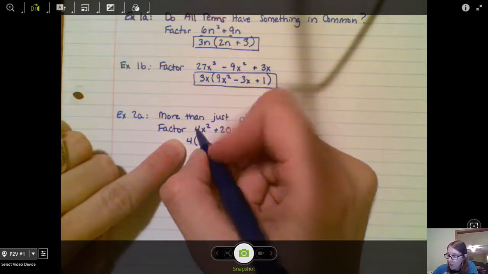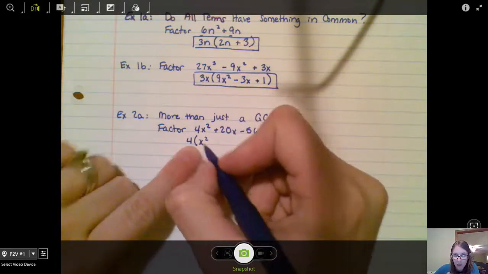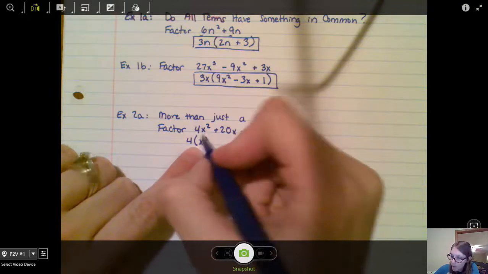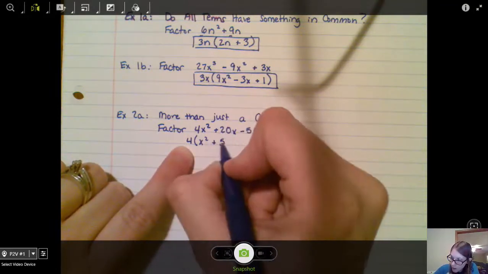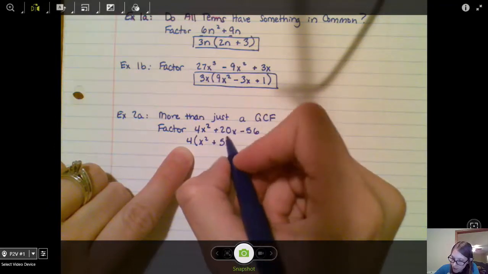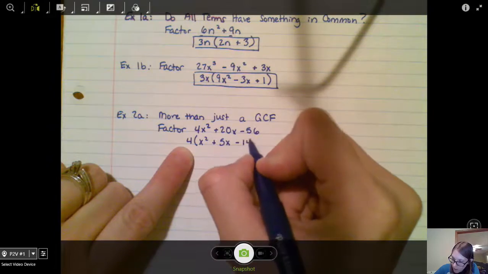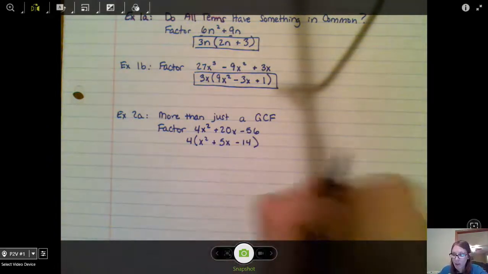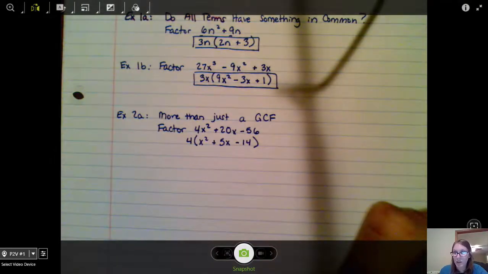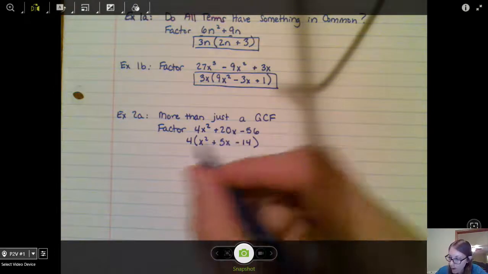4 times 1 is 4, but I don't have an x squared, which I need. So 4 times x squared is 4x squared. 4 times 5 is 20, I need an x. 4 times, this needs to be minus, 14 is 56. So 4 times x squared plus 5x minus 14. And this is good so far. Same process as what we did in example 1.